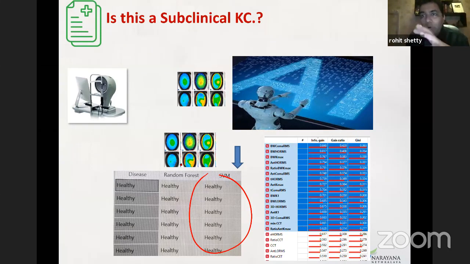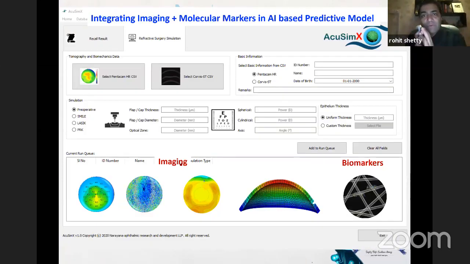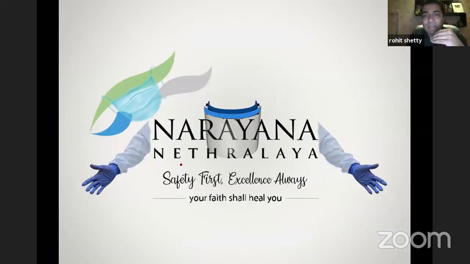So there is a huge hope of using AI in the future to predict, based on its own database, what is healthy and what is not. And this is what is going to be the future of predictive modeling. We're trying to build this kind of software which looks at prediction of different surgeries. To sum up, it's the epithelium, the stromal mapping. If you're using biomechanics, whether Professor Vinciguerra's maps or the TBI maps, it has to be looked at from the stromal context, not the epithelial context. Thank you.